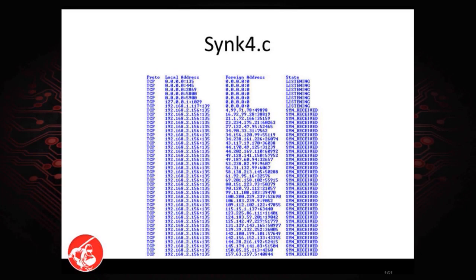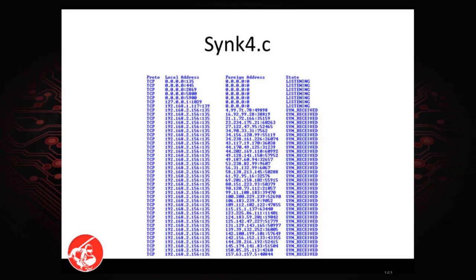Here's an example of what Sync4.c looks like when it's been used. As you see here, this is a netstat command, showing I've got all these ports listening: 135, 445, 2869, 5000, 5900, and on the local loopback, 1029 and 139. So when you look at those TCP ports, they're in a listening state. That means they have not received any communication like a SYN flag or anything else because nobody's talking to them. But then right below it, you start seeing the SYN receives.